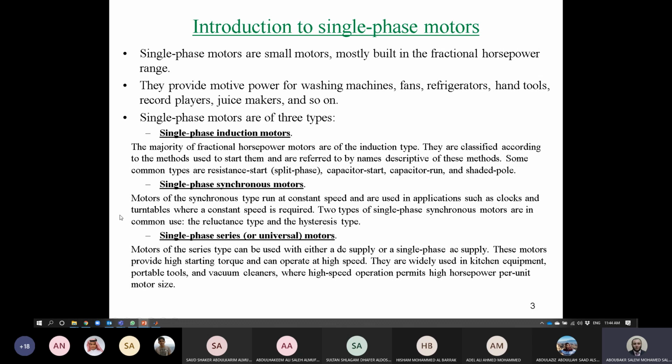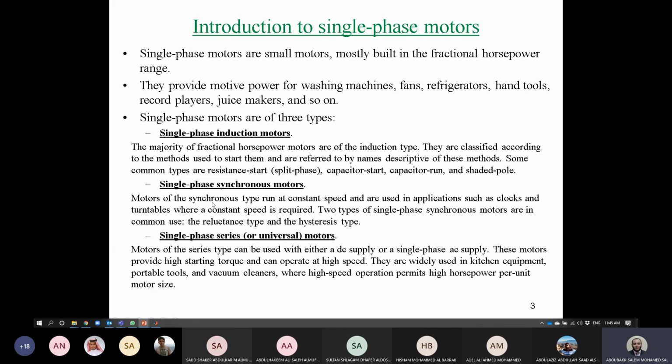Also, two types of single-phase synchronous motors are in common use, which are the reluctance type. But take care, there's a difference between the reluctance synchronous machine and the switched reluctance motor. These are two different motors. So by reluctance, we mean synchronous reluctance. And the other one is called the hysteresis type.